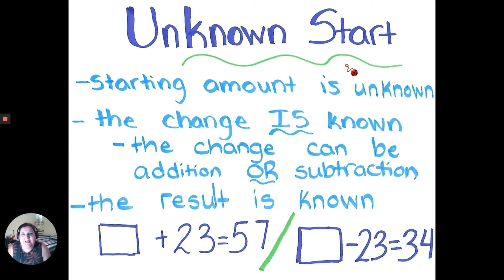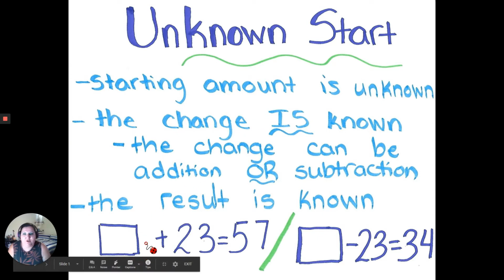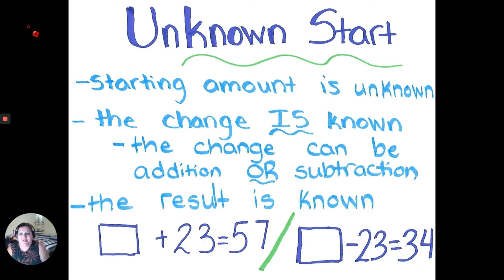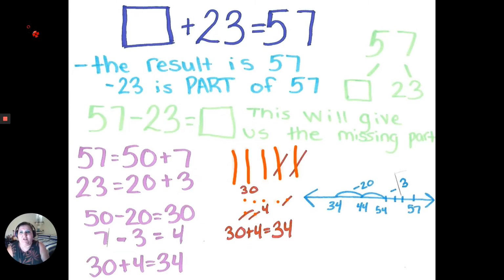The result is known. So looking at these two problems, we have unknown plus 23 is 57, or we have unknown minus 23 is 34. Either way, the starting amount is unknown. We do not know it, and that's what we need to solve for.